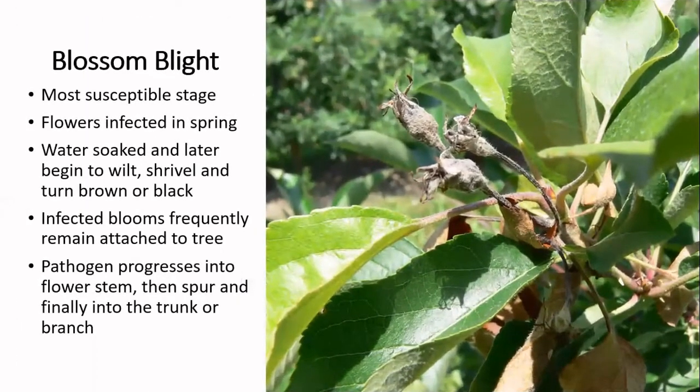Blossom blight is typically the first infection that's seen in the orchard in a year. This is the most susceptible stage as the flowers provide a natural opening for the bacteria to enter. At first, these blossoms appear water-soaked, but eventually they begin to wilt, shrivel, turn brown or black, and they'll often stay attached to the tree. The pathogen can then progress down into the flower stem, through the spur, and eventually it can also enter into the branch or the shoot.